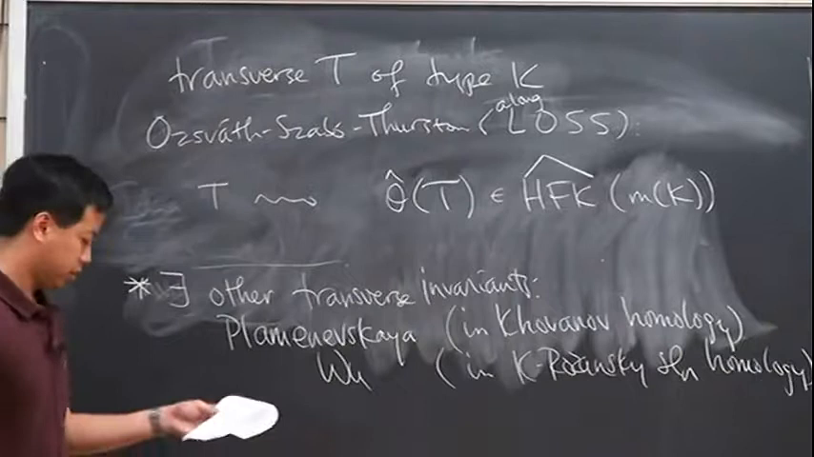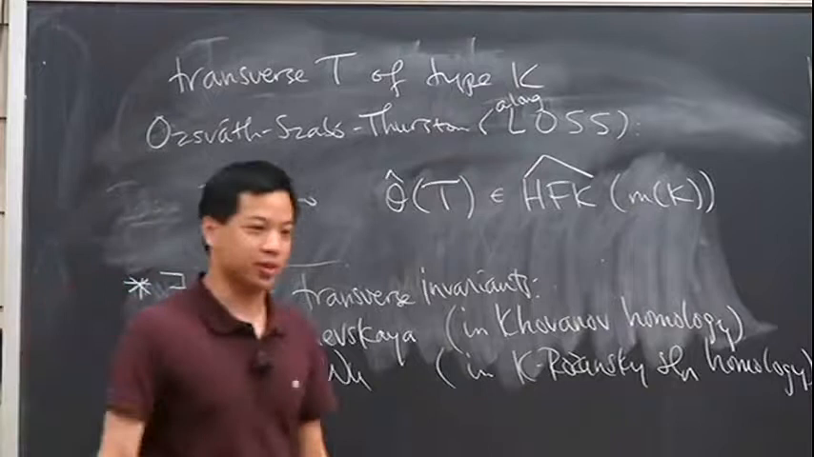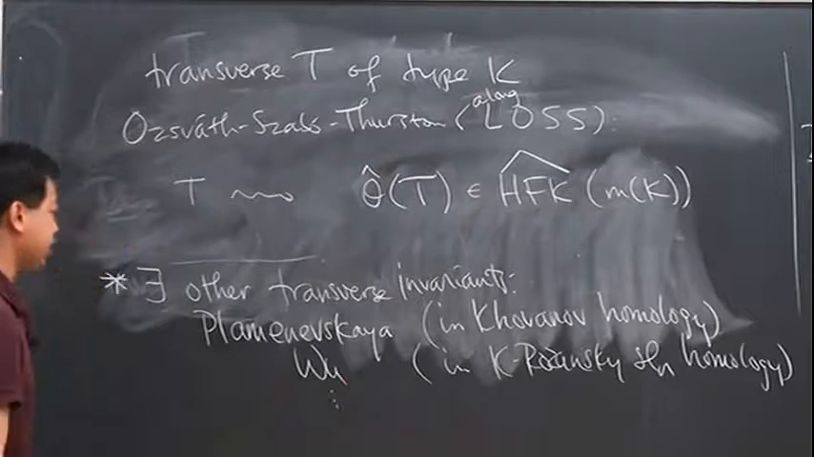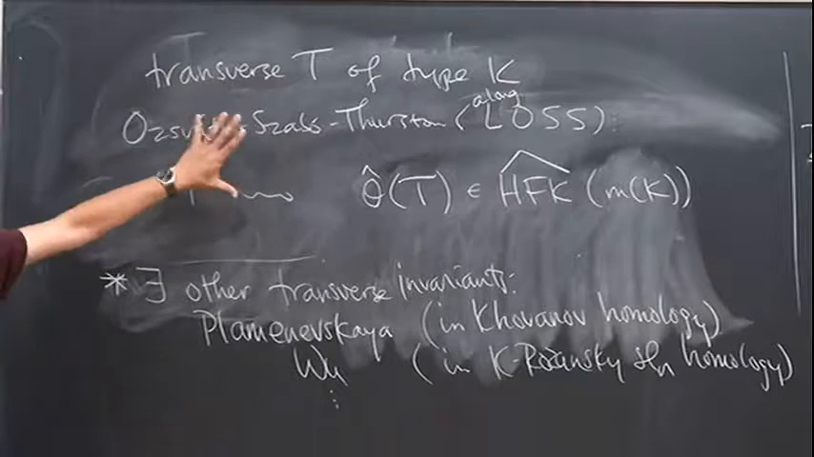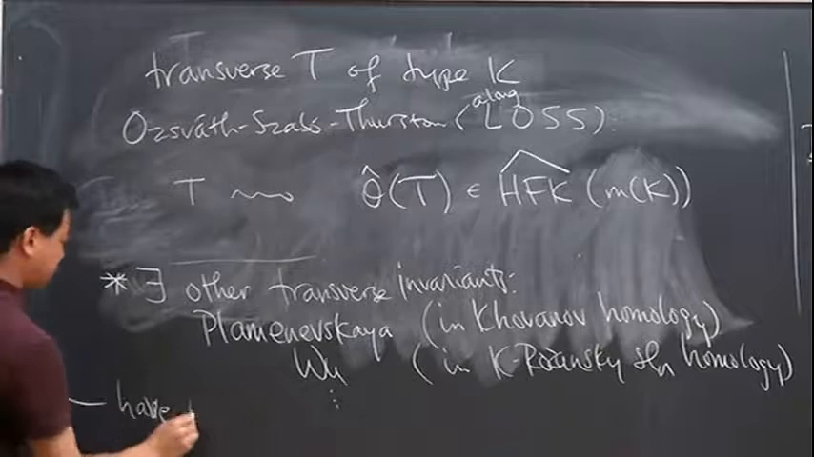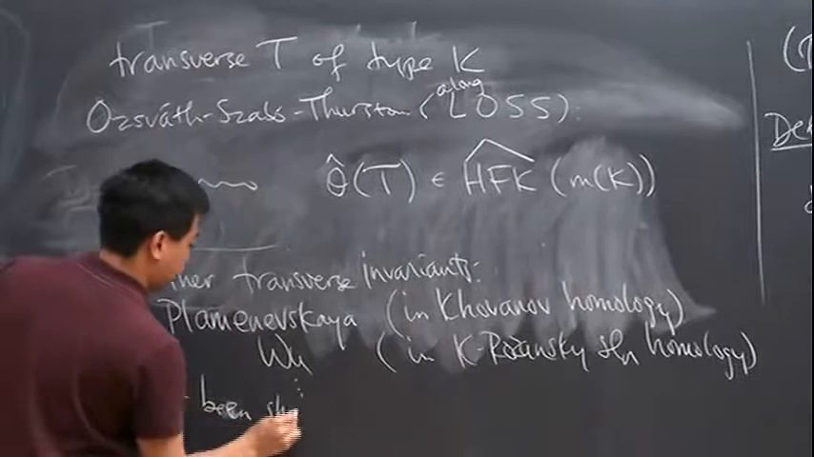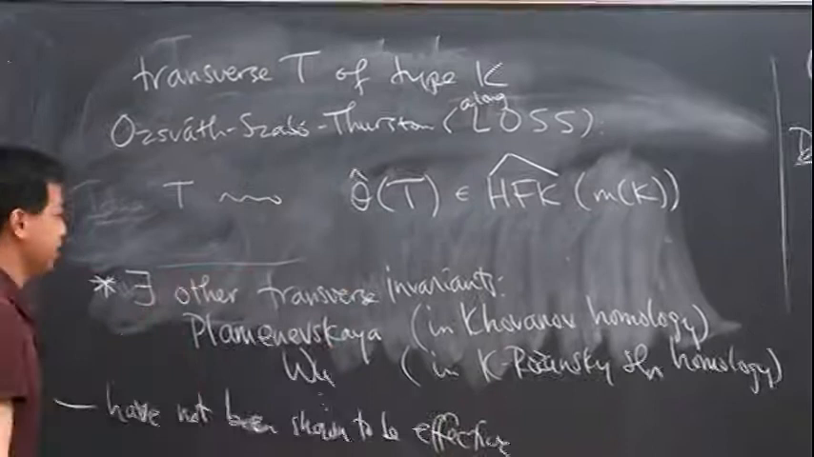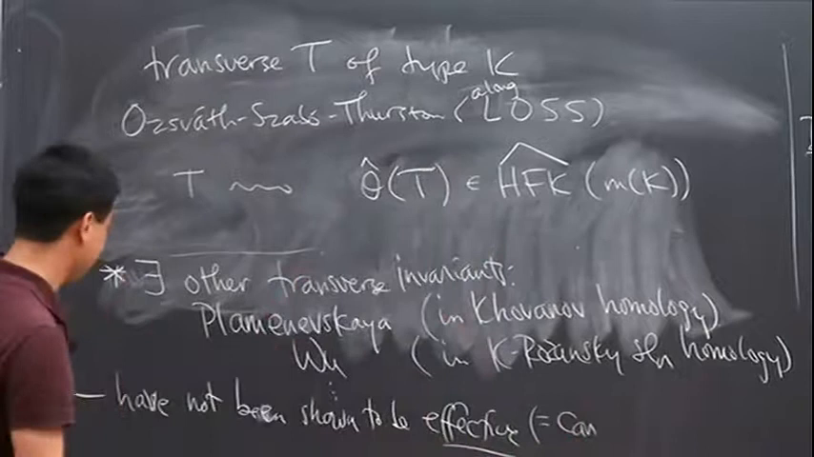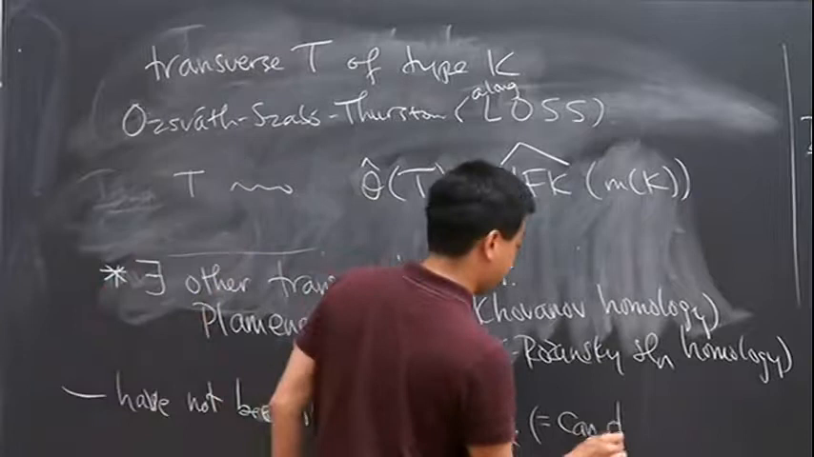What am I missing? I guess, okay, so Jake and I have some sort of invariant that sits inside of the categorification of the HOMFLY polynomial. But it hasn't been written up, so I won't put that in here. So there are some other things. But the difference, at least as it currently stands, between this invariant in Heegaard Floer, in knot Floer homology, and these other invariants, is that these ones have not been shown to be what's called effective. So these have not been shown, and maybe in fact might not be, to be effective. And what I mean by effective is that you can actually use them to distinguish transverse knots. So have not been shown to be effective, where effective means can distinguish transverse knots.